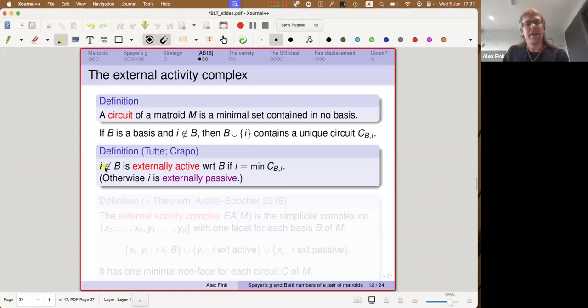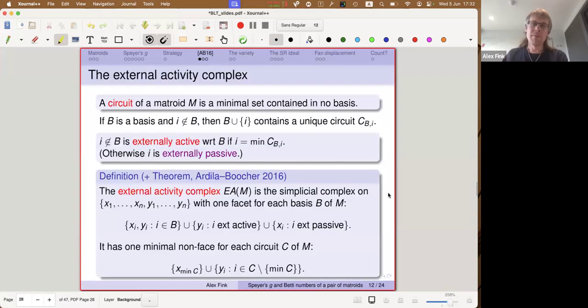An element that doesn't lie in my basis is either externally active or passive, and we say it's externally active if it is the minimum of its fundamental circuit. So you can present the Tutte polynomial as a sum over external activity and so forth. This is a very classical notion, as matroid theory goes.